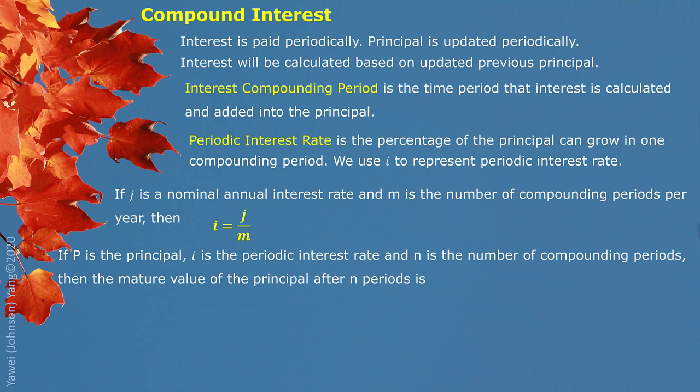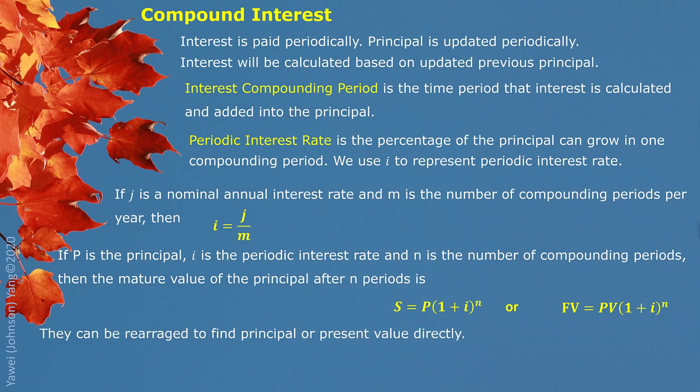If P represents the principal, i is the periodic interest rate, and n is the number of compounding periods from beginning to the end, then the maturity value of the principal after n compounding periods comes from P multiplied by (1 plus i) with exponent n. Or we use the future value and the present value to replace S and P. This is the foundation of compound interest, the only formula here.